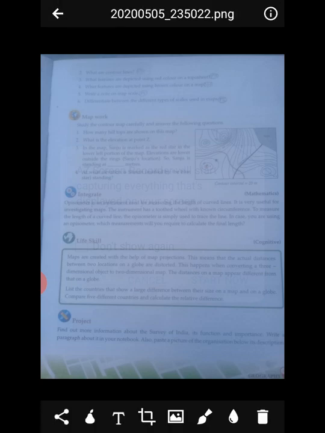Once again, I am going to repeat the answer for question number 2. What are contour lines? A contour line connects places of equal elevation on a topo sheet. These lines show the height of the ground above or below the mean sea level.